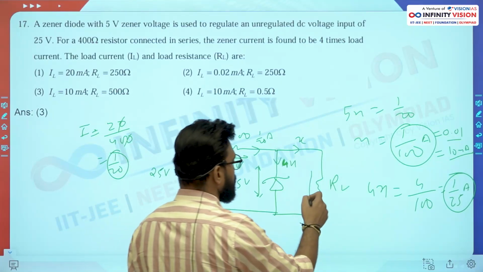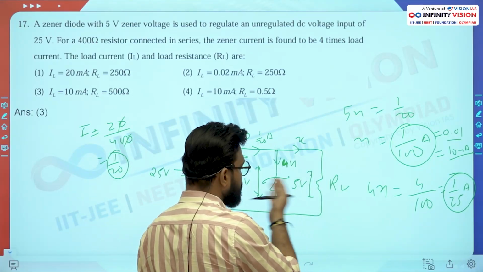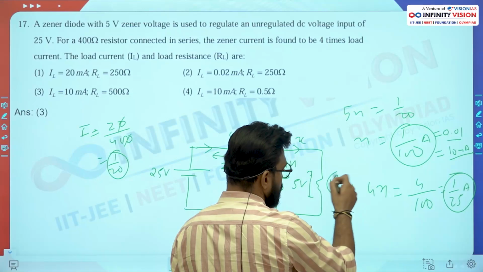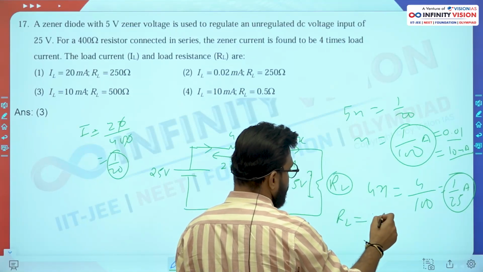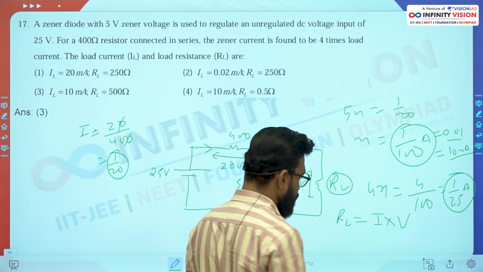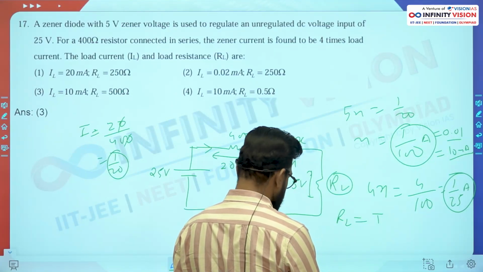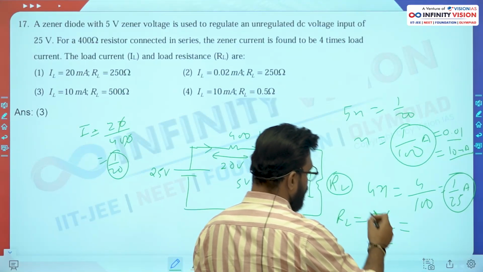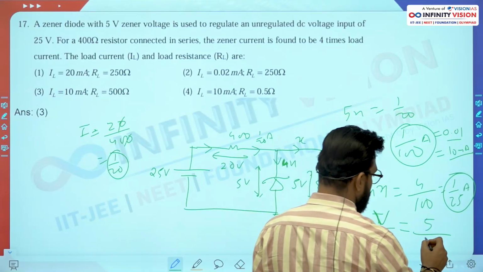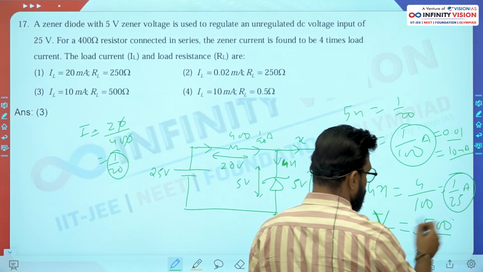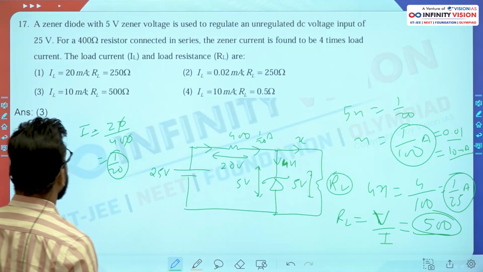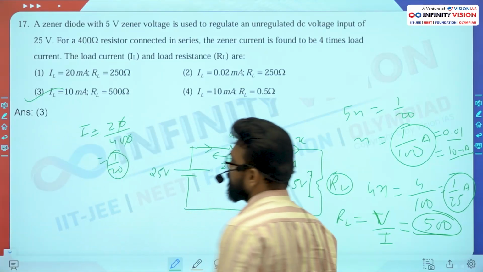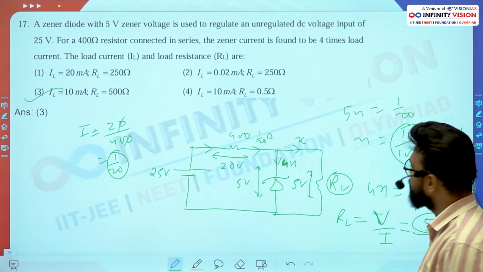The load has the same potential difference as the diode. So the load resistance RL is voltage by current. Voltage is 5 and the current is 1 by 100, which is nothing but 500. So it eventually comes out to be 500. The third option is the correct option that we are getting, RL 500 and the load current as 10 milliampere.